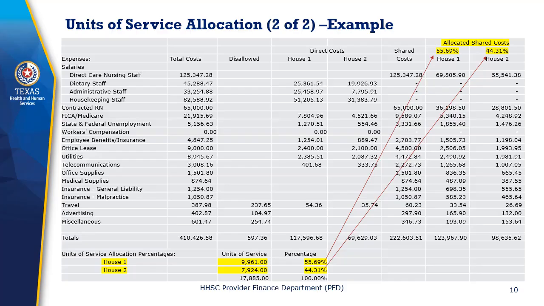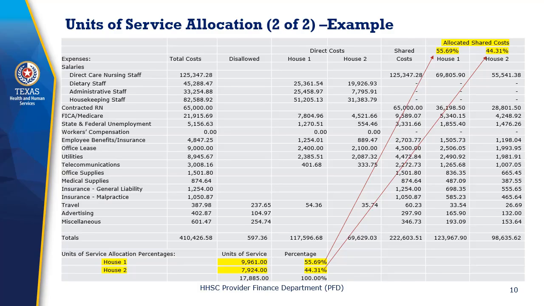To determine the allocated percentage, the total shared UOS for one facility is divided by the total shared UOS of the entity. For example, the UOS for House 1, $9,961, is divided by the sum of units of service for House 1 and House 2, $17,885, rounded to 2 decimal places, which equals 55.69%. 55.69% is carried up to the shared allocated cost column and multiplied by all shared costs in the shared costs column. Only the shared amount gets multiplied by the percentage.